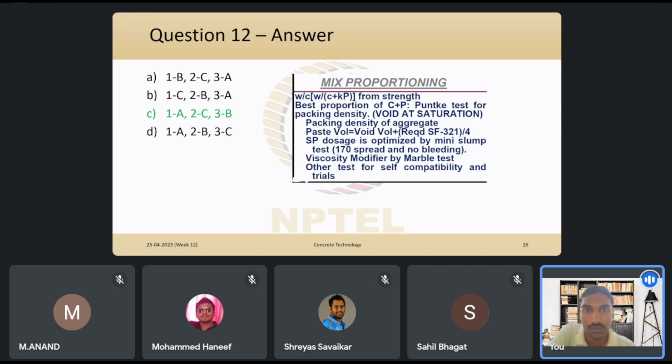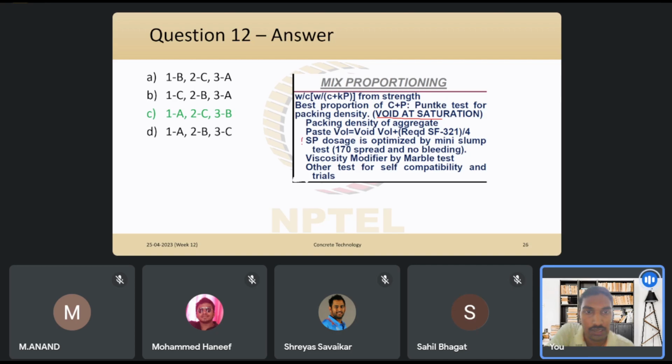We saw this when we looked at the mix proportioning. For the packing density, we use the Puntke test. It is basically looking at the voids at saturation. So voids are related to porosity, and porosity is related to packing density. So you'll get it from the Puntke test.